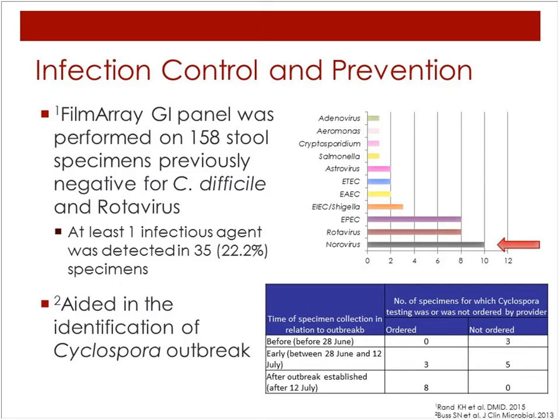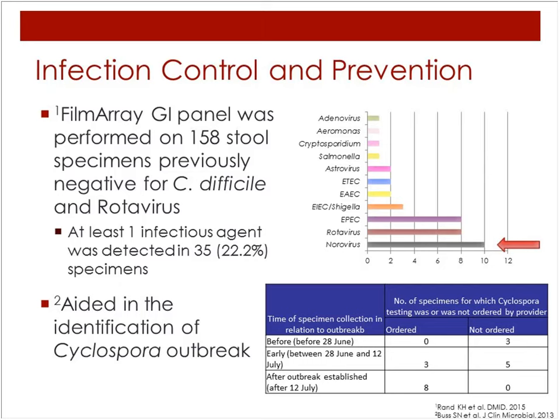As I mentioned earlier, I would go back to the benefits of including Cyclospora in the panel. The second study here summarizes the identification of a Cyclospora outbreak that was really unintentional. The sample was part of a study and was tested on the FilmArray GI panel and found to be positive a week before it was detected in the state of Nebraska using conventional methods. And the table just summarizes the number of cases that were detected by the FilmArray that were not ordered by clinicians. So there were 8 that were detected that were not ordered.